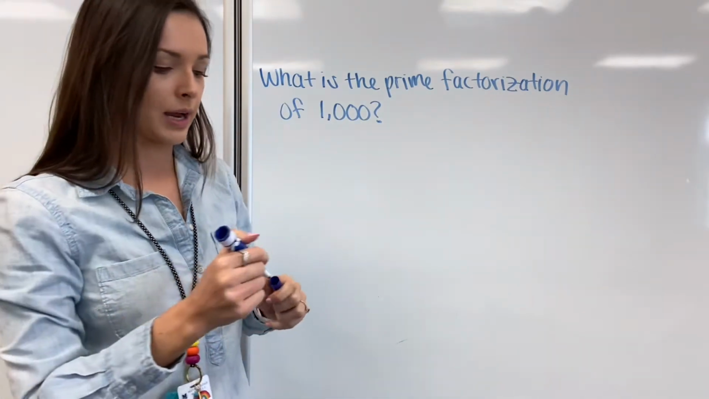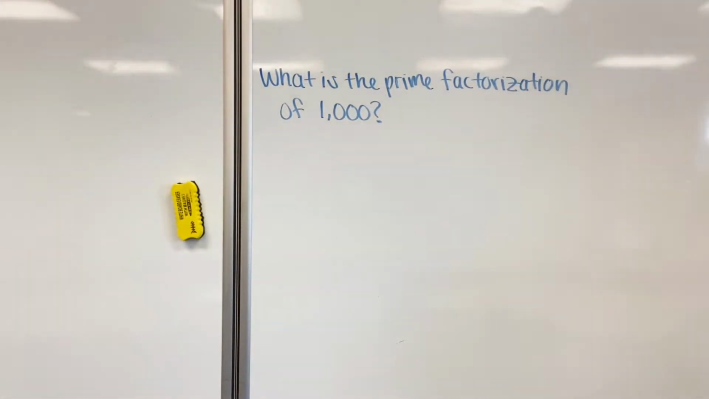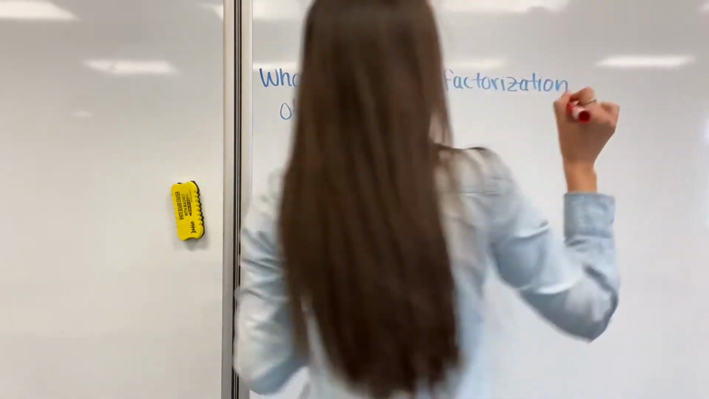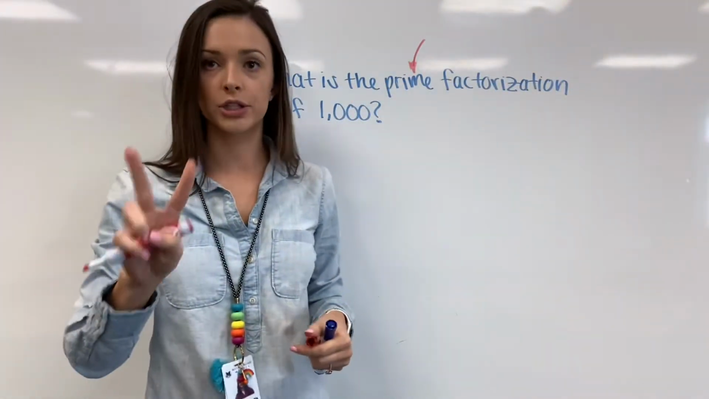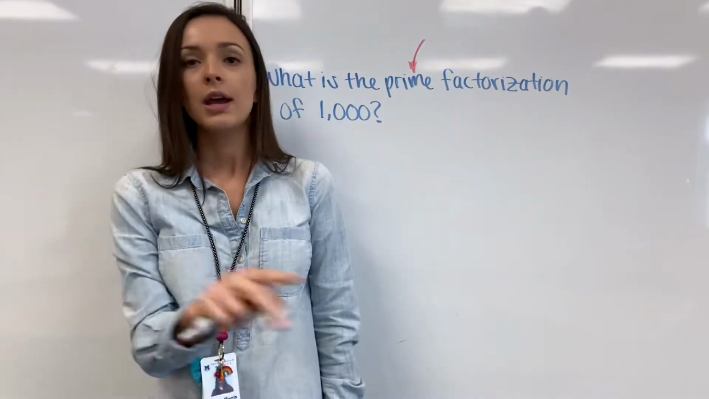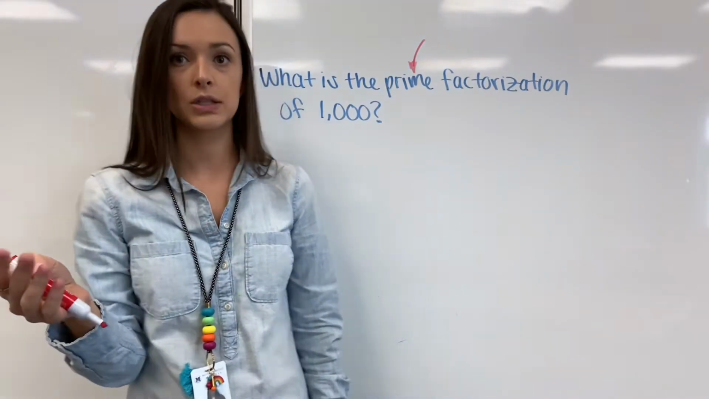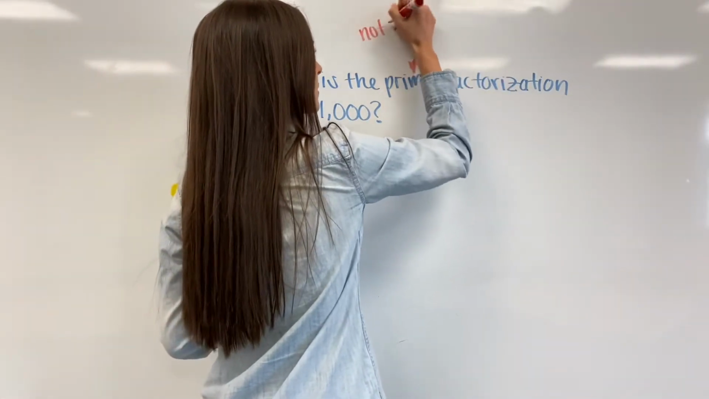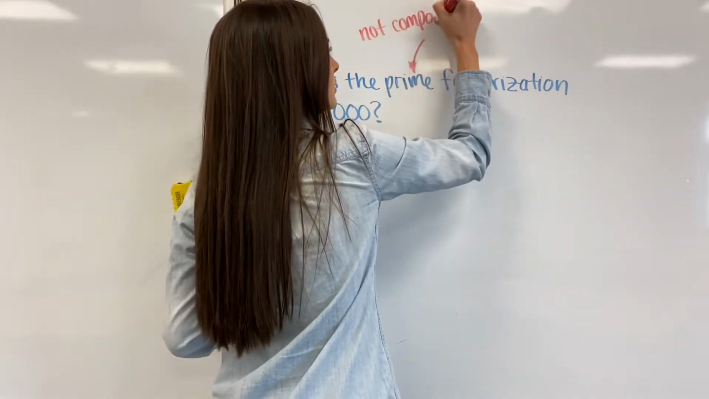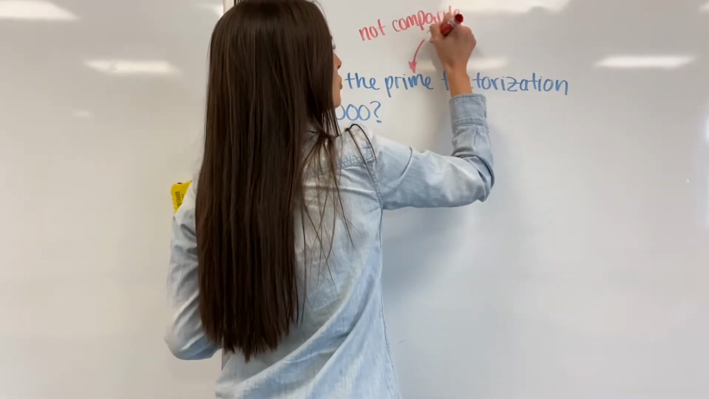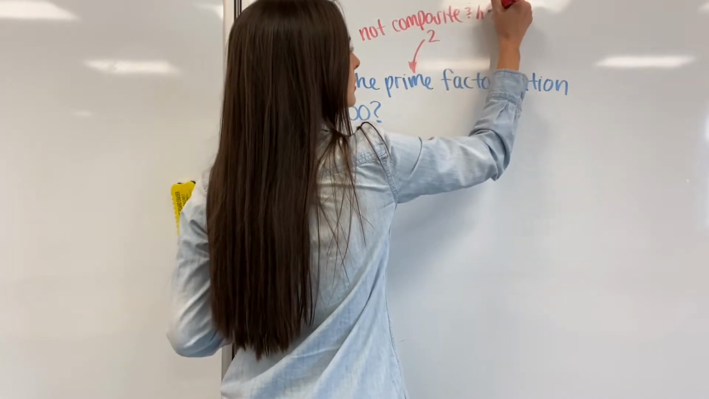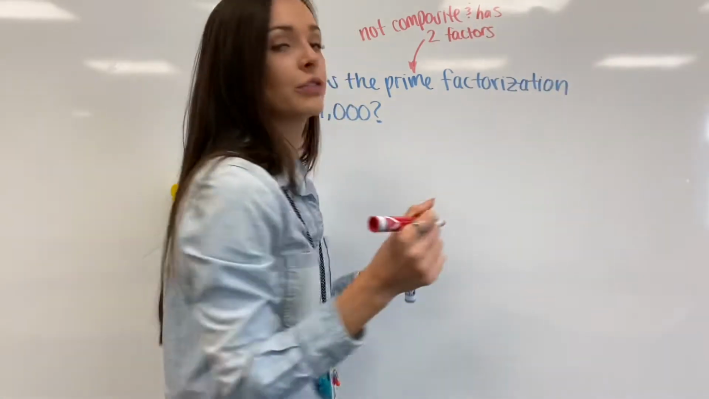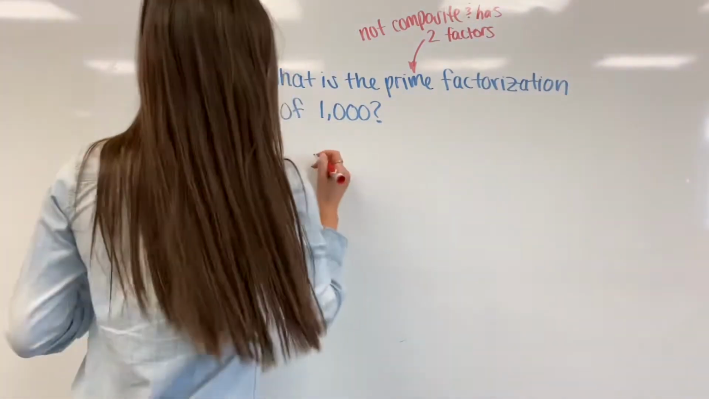So let's take a look at that word prime. We know that the word prime means that a number only has 2 factors. The first factor is the number 1, and the second factor is whatever that number is. So a prime number is a non-composite number, which is not composite, and has 2 factors: one and itself.